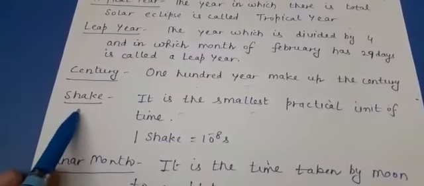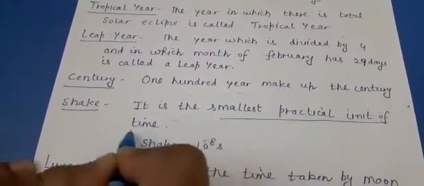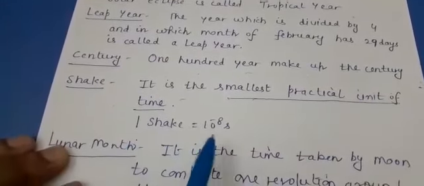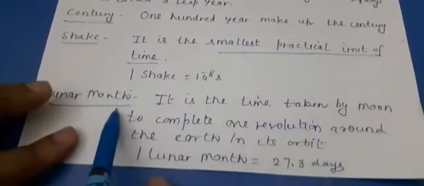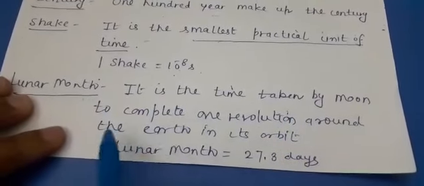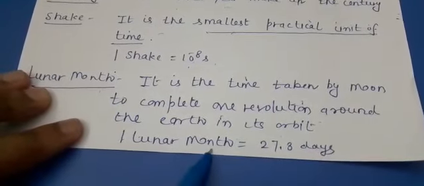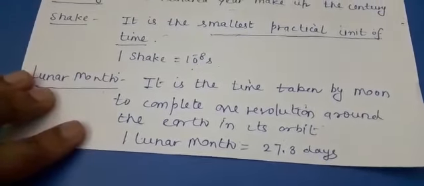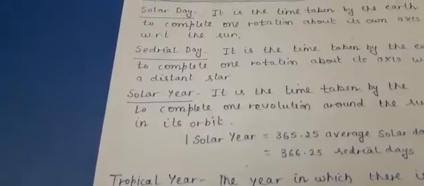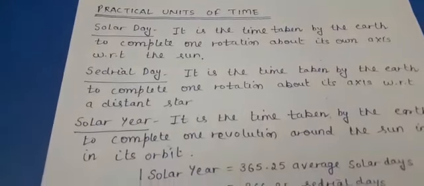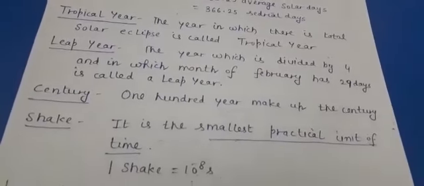Shake. This is a new term. It is the smallest practical unit of time, and 1 shake is 10 raised to the power minus 8 second. Lunar month: it is the time taken by the moon to complete 1 revolution around Earth in its orbit, and its value is 27.3 days. So students, these are all practical units of time. This is general for learning purposes. Sometimes a 1 mark question can be there and any one can be asked, but this is rarely asked. So just learn the values.